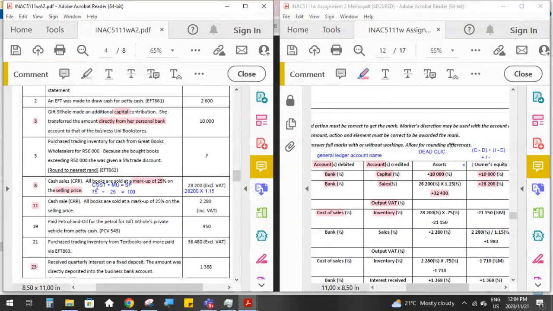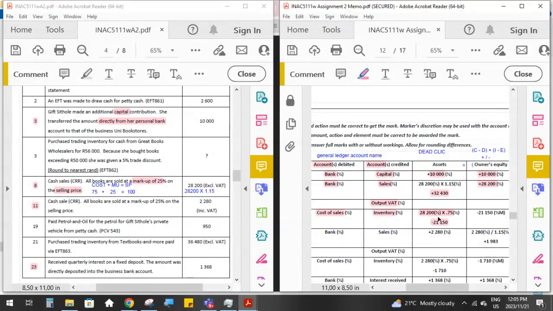So now we know that my cost of sales is 75% of my selling price, and it must be of the excluding VAT amount. So if you look over here on the right-hand side, 28,200, which is my sales value excluding VAT, multiplied by 75% is then my cost of sales.